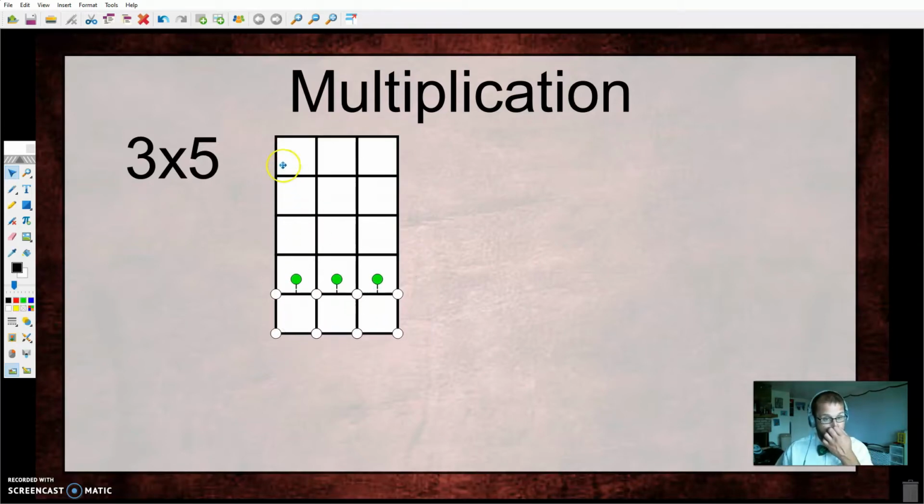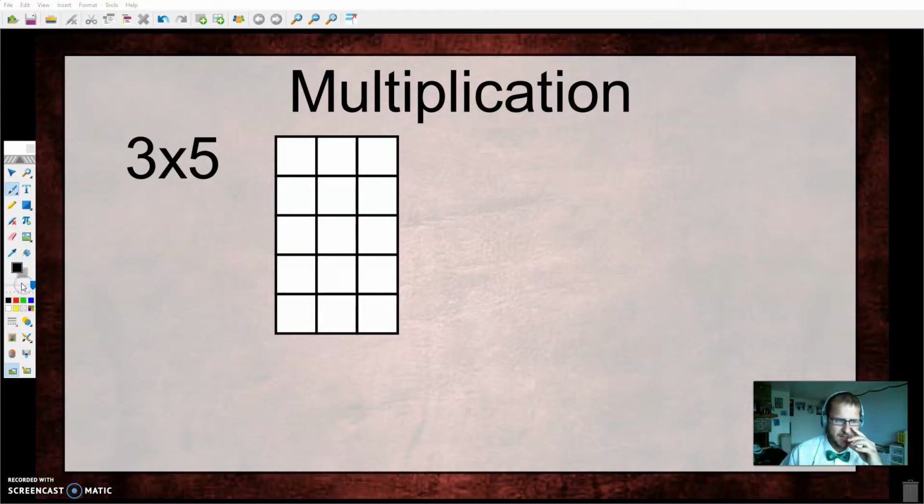Okay. So I've got 3 one direction. I've got 5 the other direction. We could count each of those one by one. 1, 2, 3, 4, 5, 6, 7, 8, 9, 10, 11, 12, 13, 14, 15. And we get that same thing. An array is very similar, except arrays just use dots rather than turning it into a rectangle.